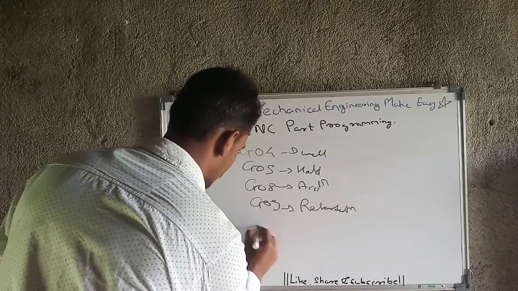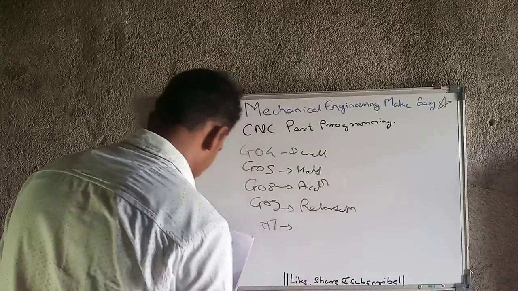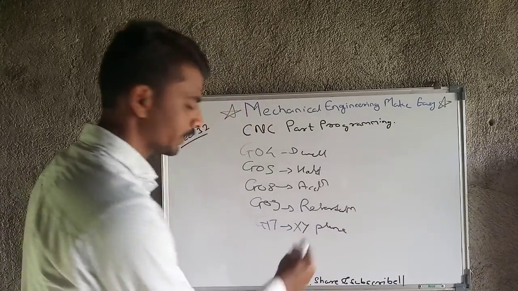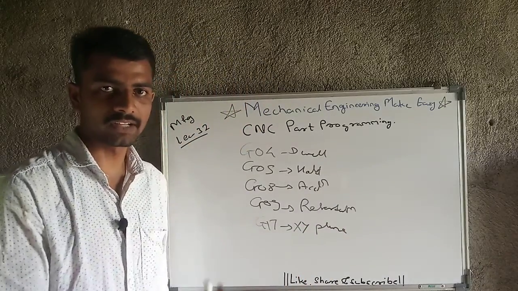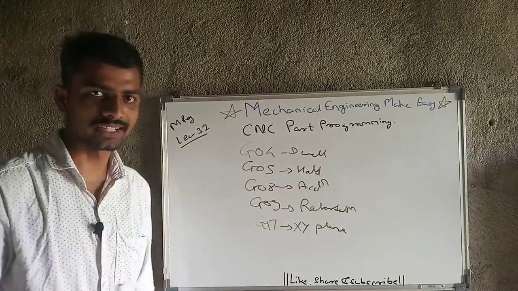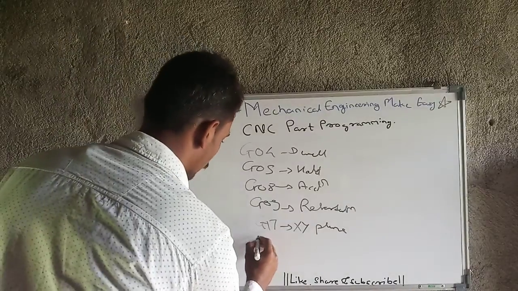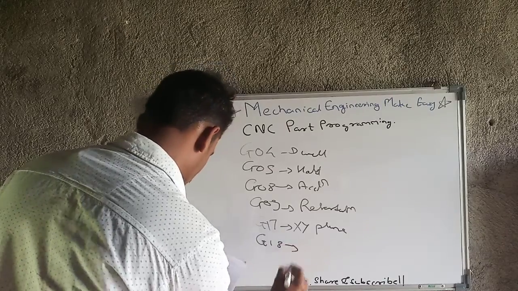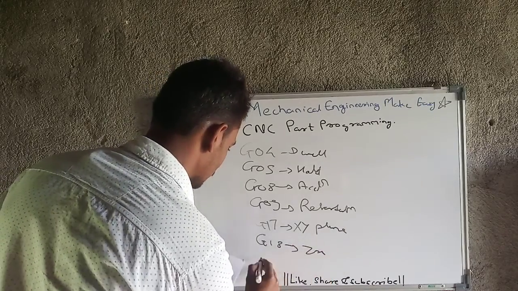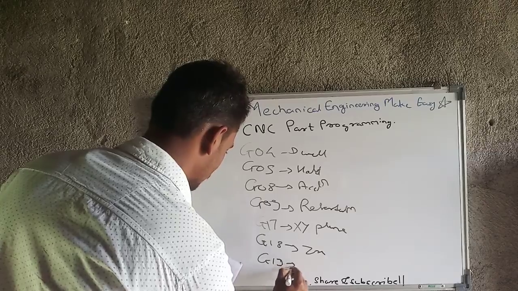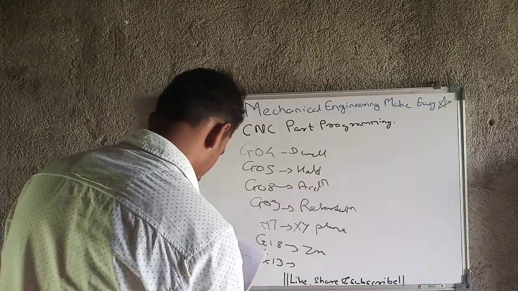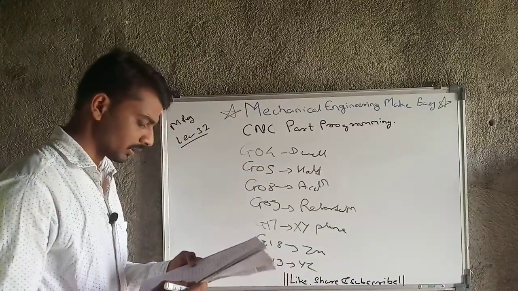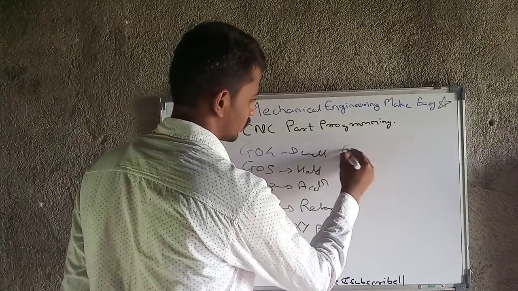After that, G17 is nothing but XY plane selection. We have to select a specific plane for operation, that will be XY, YZ, or XZ. So according to that, G17, G18 for ZX plane selection, G19 for YZ plane selection.